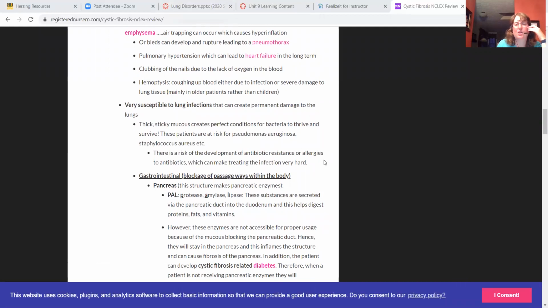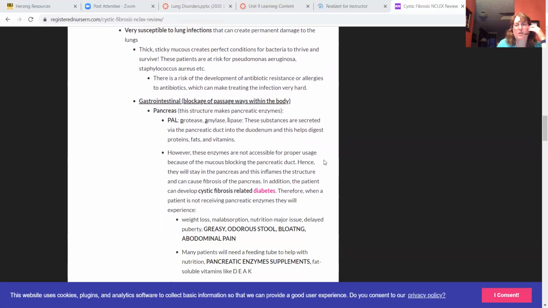And then there's also a gastrointestinal part of this. Your pancreas makes your pancreatic enzymes, right? These substances are secreted via your pancreatic duct into your duodenum, and it helps you digest proteins, fats, and vitamins. So again, because we're having this issue now with this gene, this isn't going to work right. So now we're having trouble digesting things. Another thing that can happen is you can get diabetes from this as well.